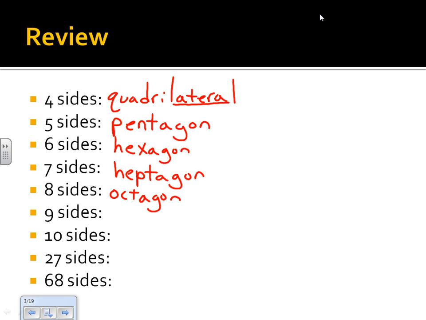Okay? A 9-sided figure, everybody know 9? What is it? Very close. It's a nonagon. 10? Decagon. Easy way to remember 10. What is a decade? 10 years. So a 10-sided figure is a decagon.